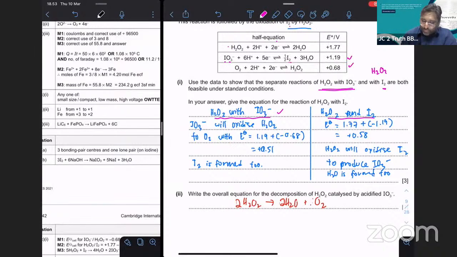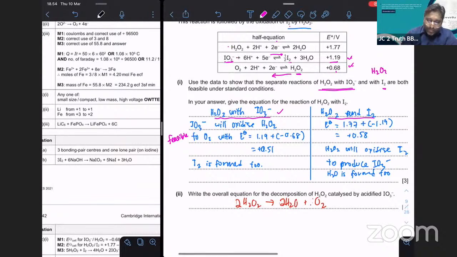If you try these two, you can see that this is more positive, so this one will go to the right. This is negative, so this one is going to go to the left. And you can see that H2O2 is reacting. So is it feasible? The answer is that this is feasible. But using which equation? These two equations. So you see, IO3 minus will oxidize.